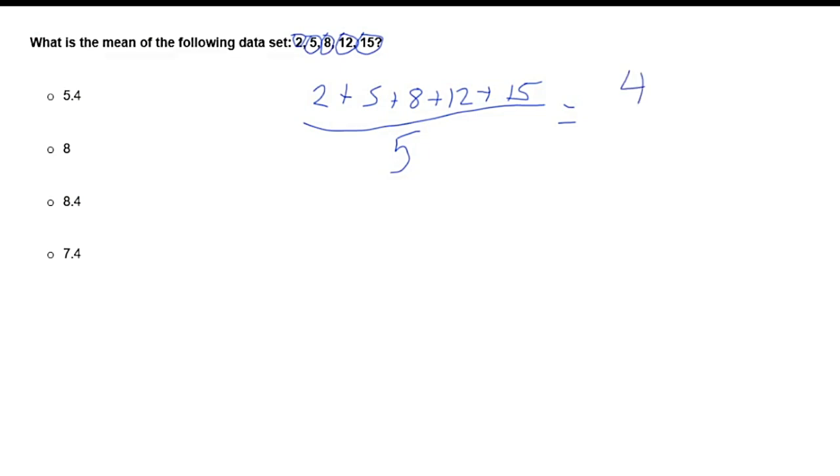So in this case, our numerator is 2 plus 5 plus 8 plus 12 plus 15, divided by, and our denominator here is, we have 1, 2, 3, 4, 5 values. So our denominator is 5. So 2 plus 5 plus 8 plus 12 plus 15 adds up to 42. So 42 divided by 5, and 42 divided by 5 equals 8.4. So our answer is 8.4.